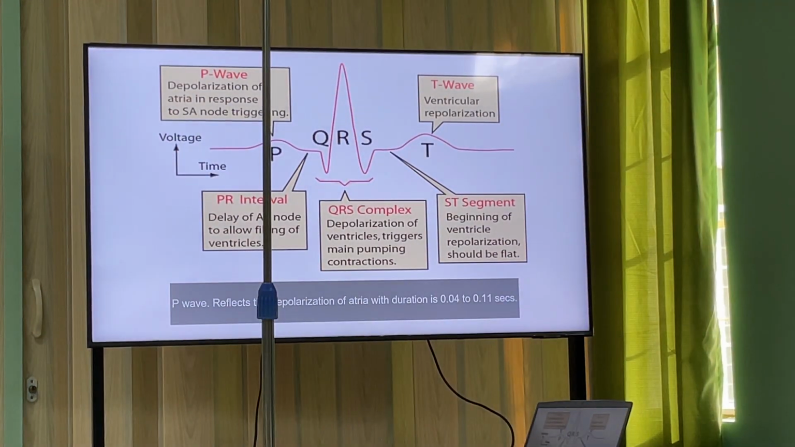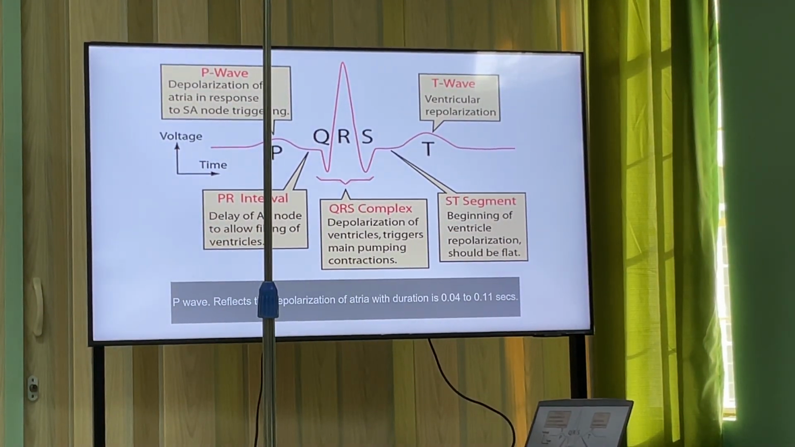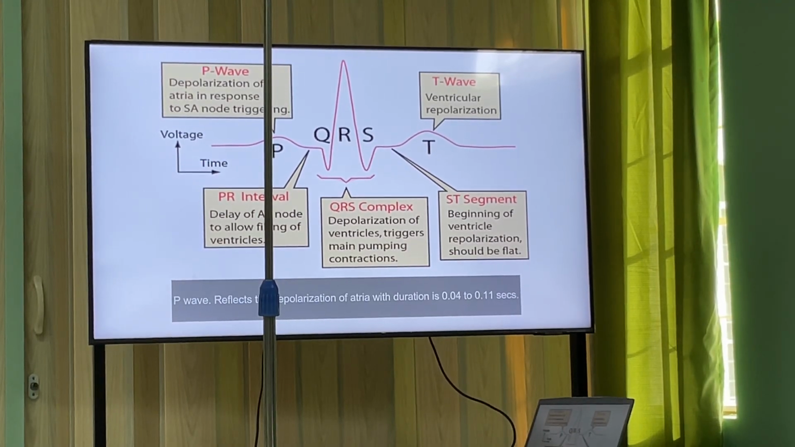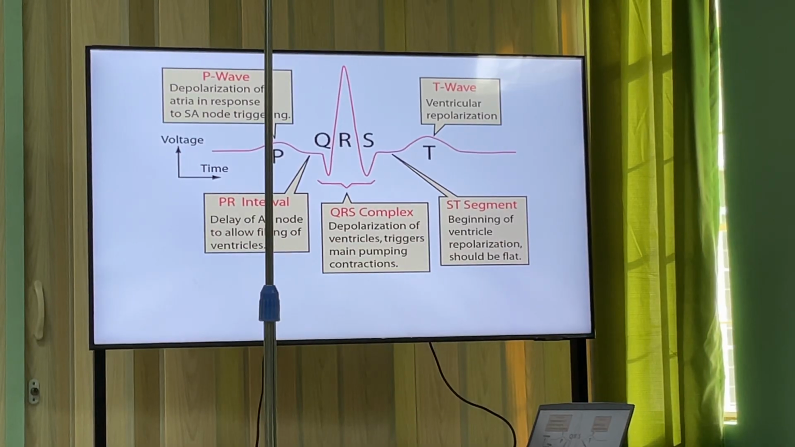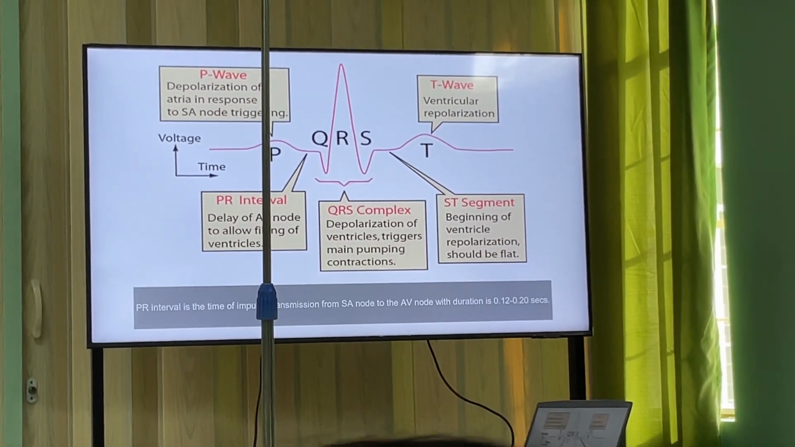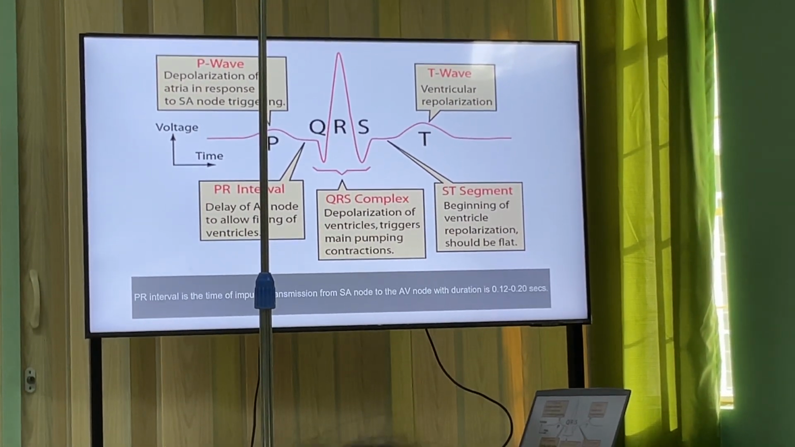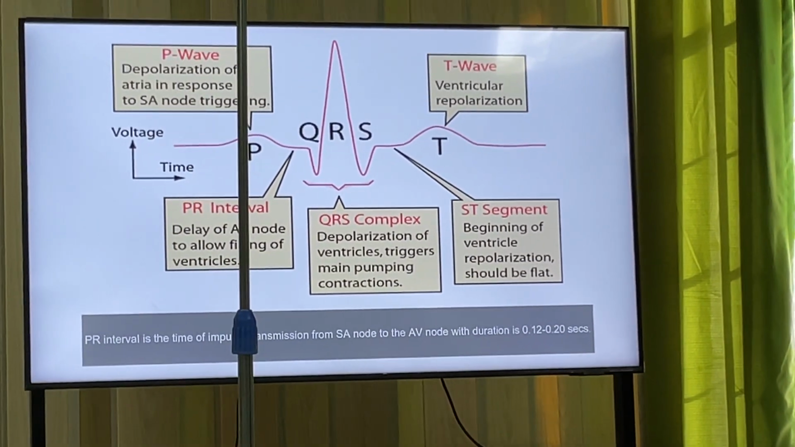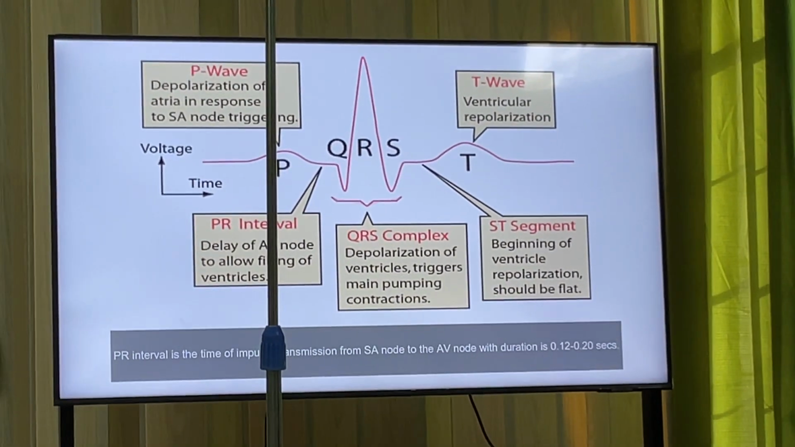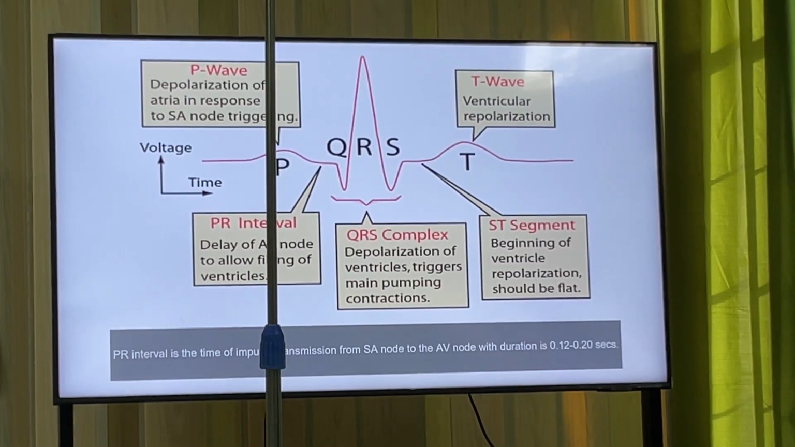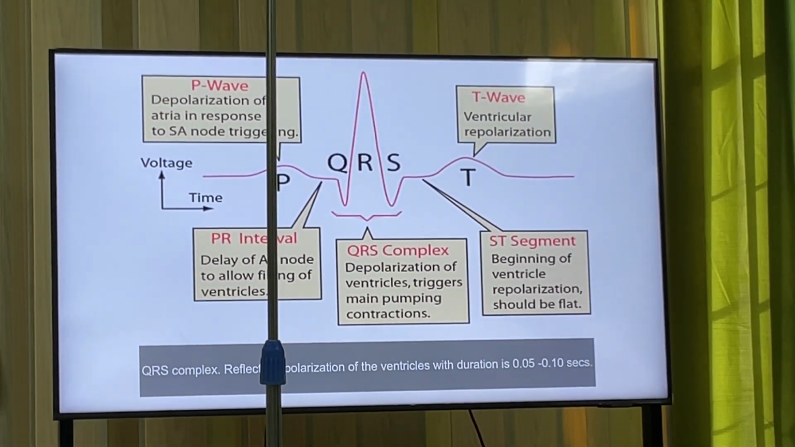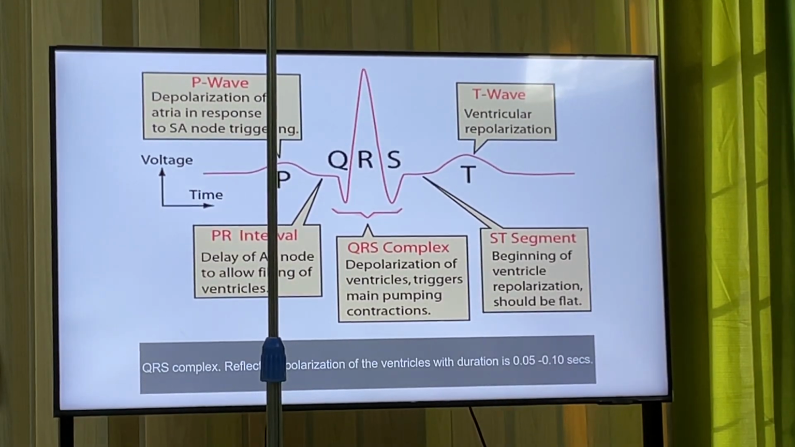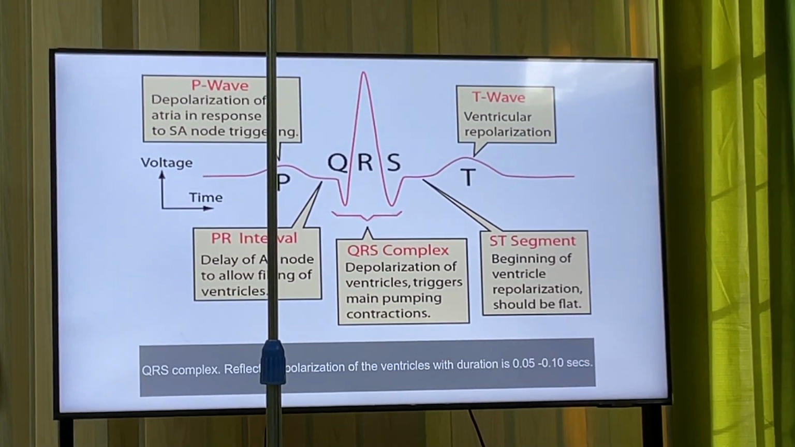The P wave reflects the depolarization of the atria with the duration of 0.04 seconds to 0.11 seconds. The PR interval is the time of impulse transmission from the SA node to the AV node, with duration of 0.12 seconds to 0.20 seconds. The QRS complex reflects the depolarization of the ventricles with the duration of 0.05 seconds to 0.10 seconds.